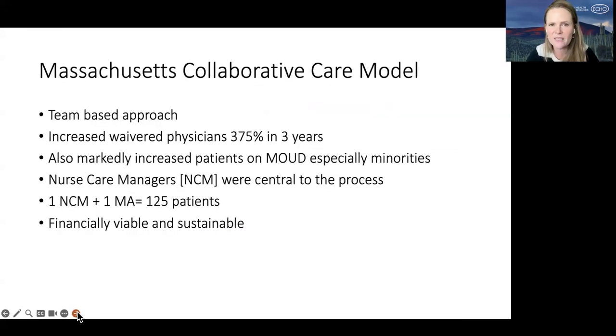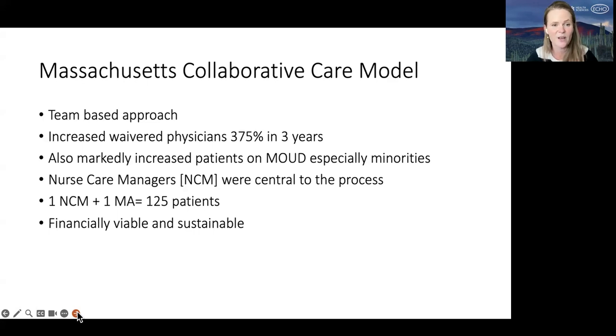So the model that the team-based approach is drawn from is called the Massachusetts Collaborative Care Model. This was initiated, I think, at the Boston Medical Center around 2007. And the research continues to support that it's a very effective model, particularly in areas like ours, rural areas, where we're really trying to leverage the local capacity to the extent that we can.